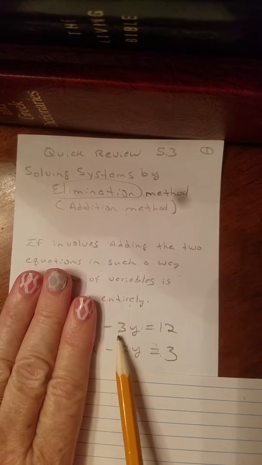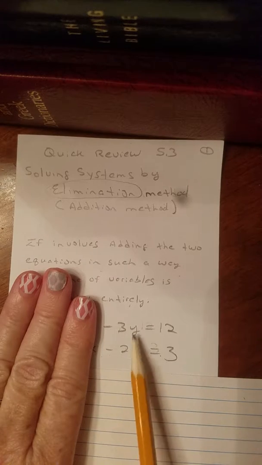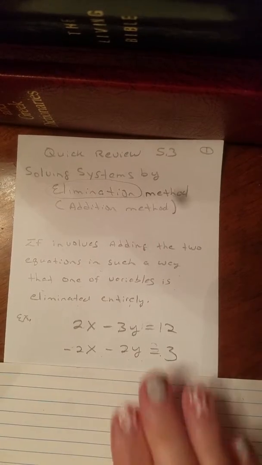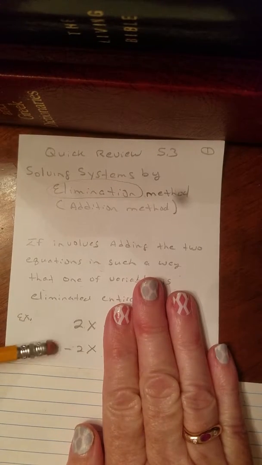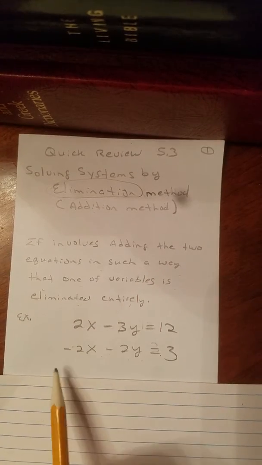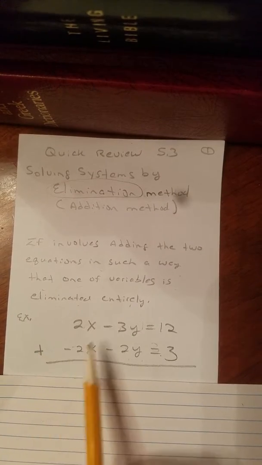Well, if I look here, minus 3y plus a negative 2y, this does not cancel out the y's. In fact, we get a negative 5y, right? But if we look here, 2x plus a minus 2x would give me zero, and so this cancels out. So watch what happens when I add these two equations. Okay, I'm adding them together.